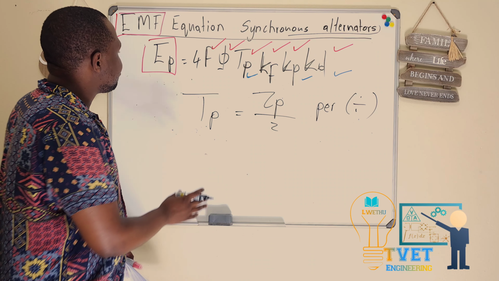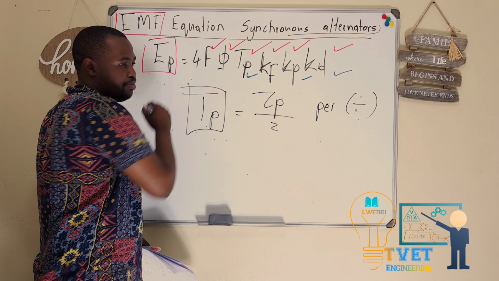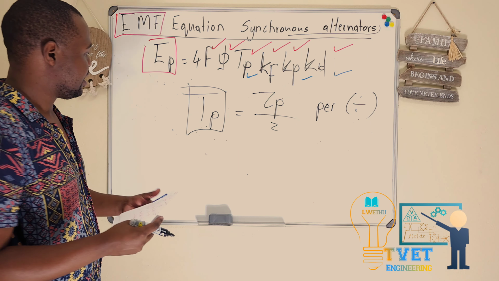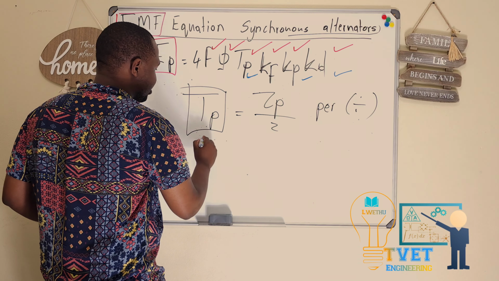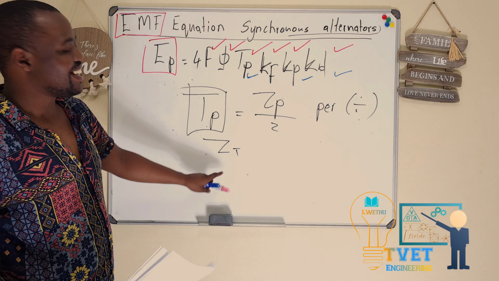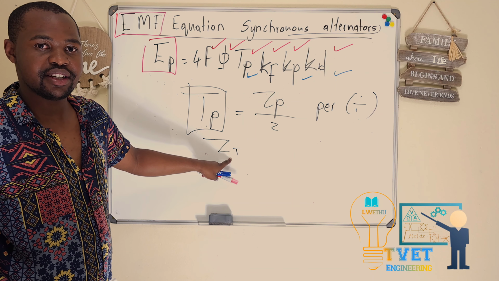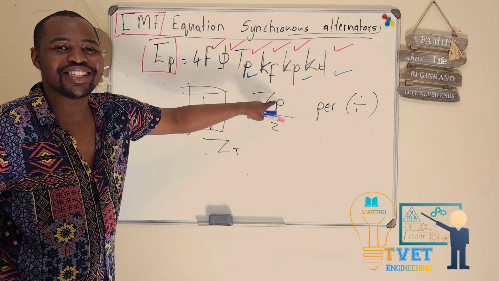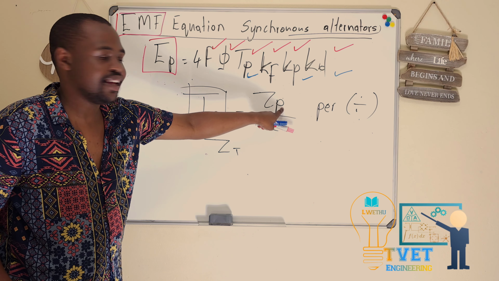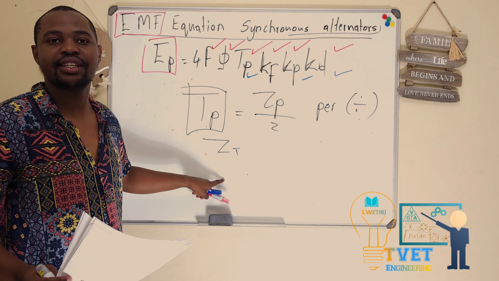In most cases we will want to calculate Tp, which is the turns per phase. How do we calculate that? We first calculate Z. You can calculate Zt. Zt is the total conductors. Zp is the conductors per phase. That is why we put the P there. Zt is the total number of conductors.